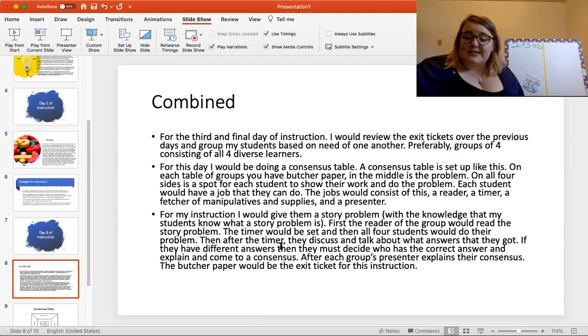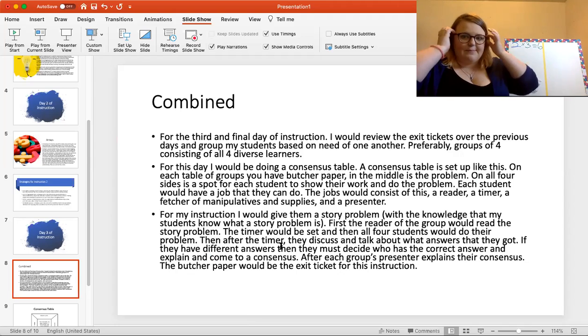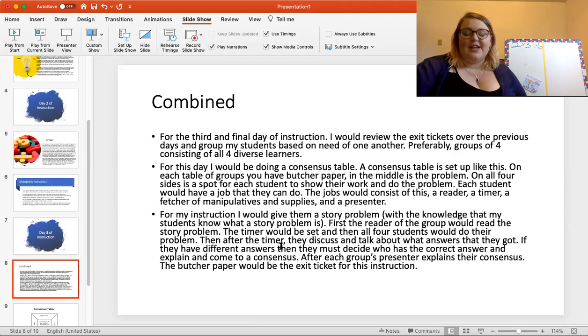If they have different answers, then ideally they must decide on who has the correct answer, explain, and come to the same consensus. After every group is done, which I would give them flexible time, there would be a presenter that explains their consensus, and at the end of the lesson, the butcher paper would be the exit ticket, so I can really understand that my students understand the instruction I've been teaching them for the past 3 days.